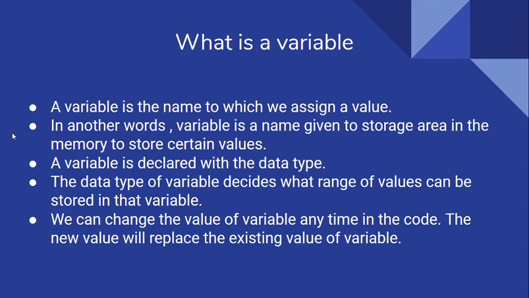There are many data types in C# like integer, float, double, string, etc. The data type of the variable decides what range of values can be stored in that variable. We are not going deep into the data types because this is beyond the scope of this lecture. Right now, just understand, to declare a variable, we must declare it with the data type.